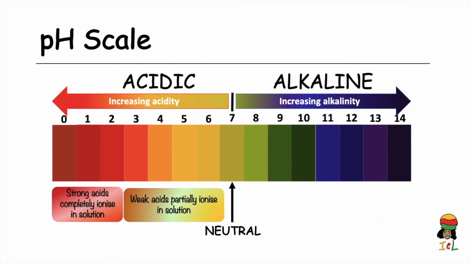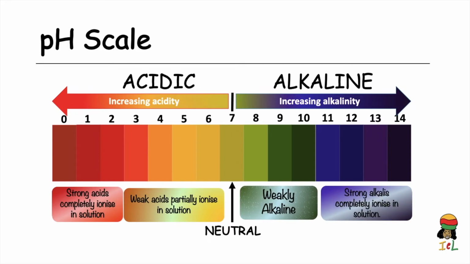To link the strength of alkalis to pH value, let us look at the pH scale. Strong alkalis, pH 11 to 14, will ionize completely in solution. Weak alkalis, pH 8 to 10, will partially ionize in solution. So take note that both weak acids and weak alkalis will only partially ionize in solution, while strong acids and strong alkalis completely ionize in solution.